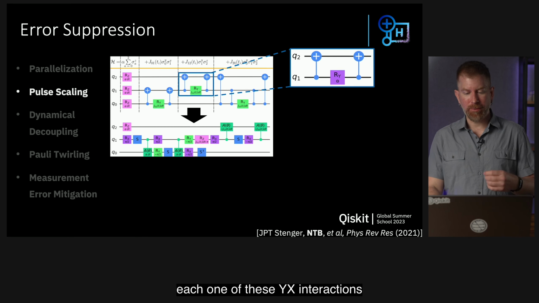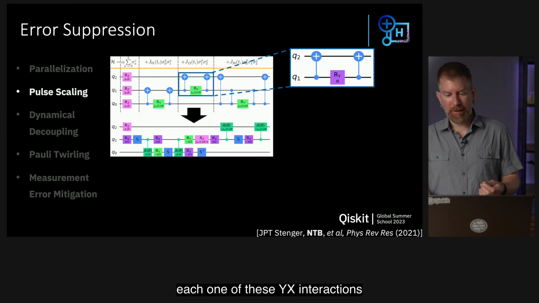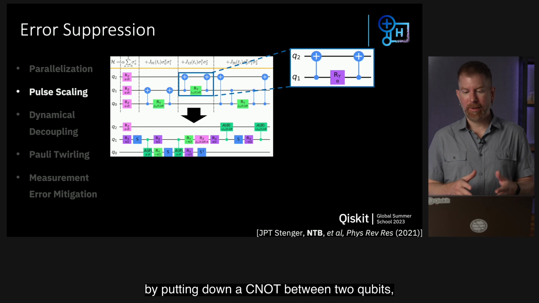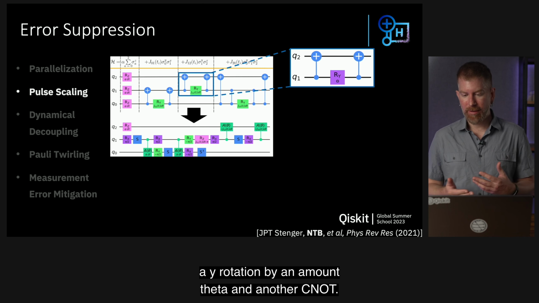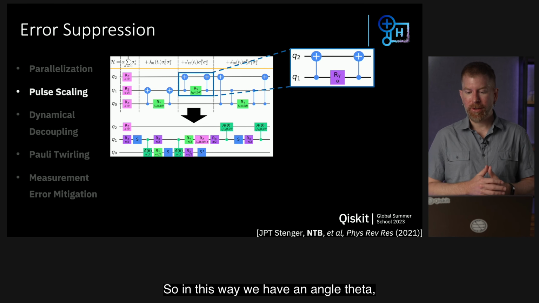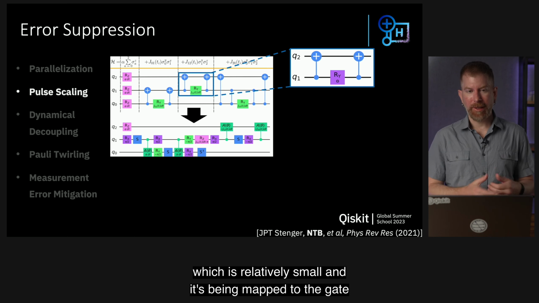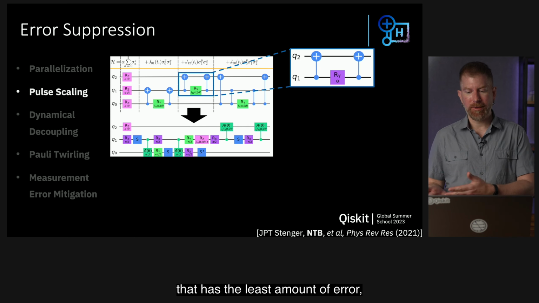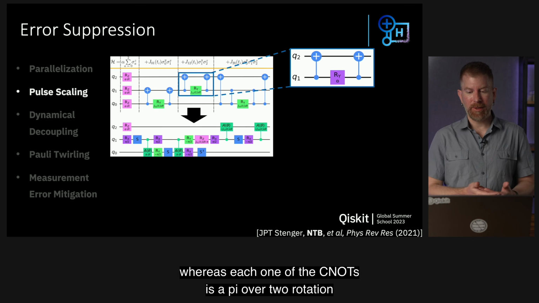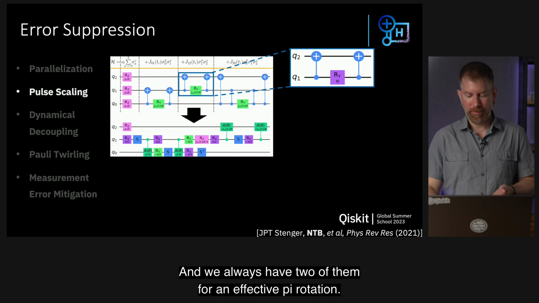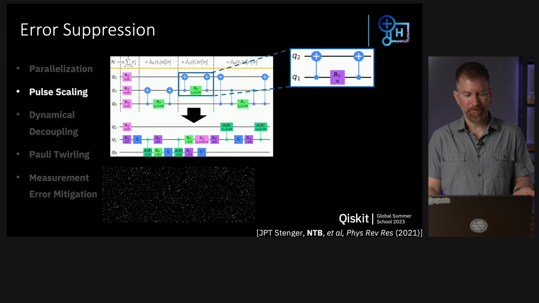So for example, each one of these YX interactions is going to be mapped digitally to the backend by putting down a CNOT between two qubits, a Y rotation by an amount theta, and another CNOT. So in this way, we have an angle theta, which is relatively small, and it's being mapped to the gate that has the least amount of error. Whereas each one of the CNOTs is a pi over 2 rotation in the 2-qubit Hilbert space, and we always have 2 of them for an effective pi rotation.